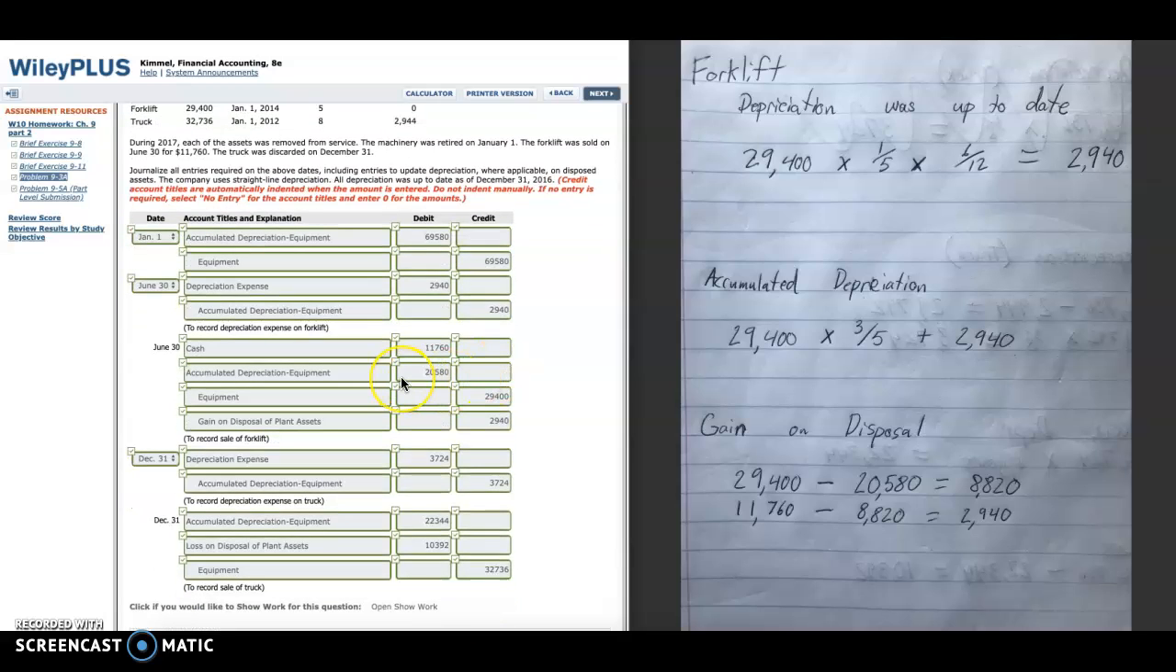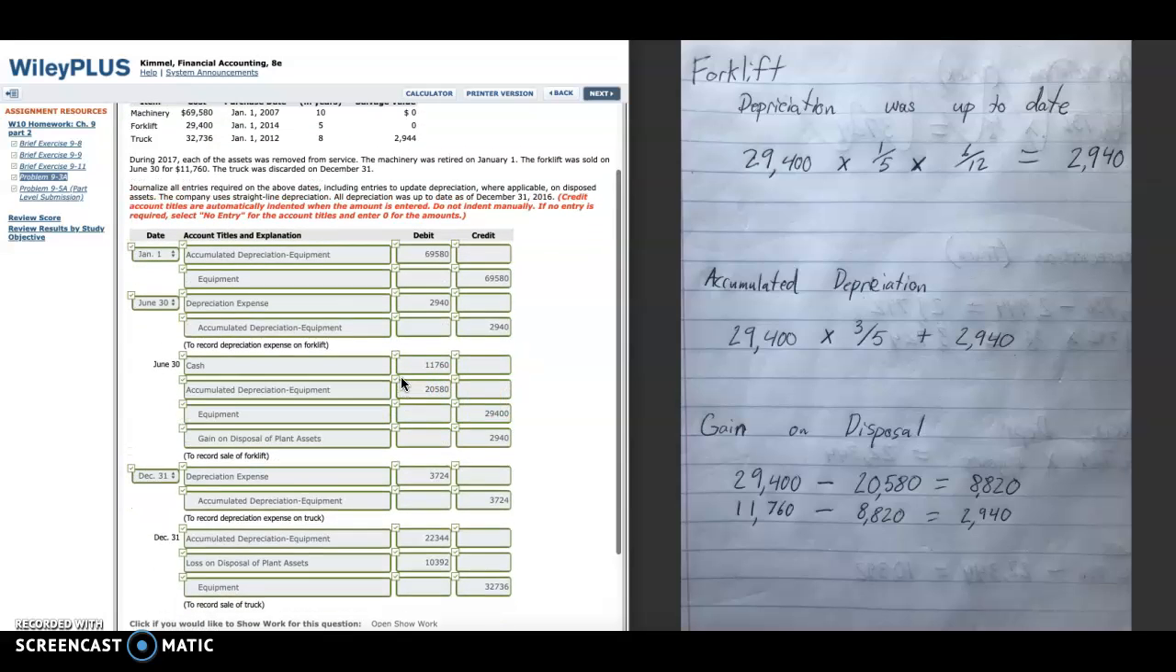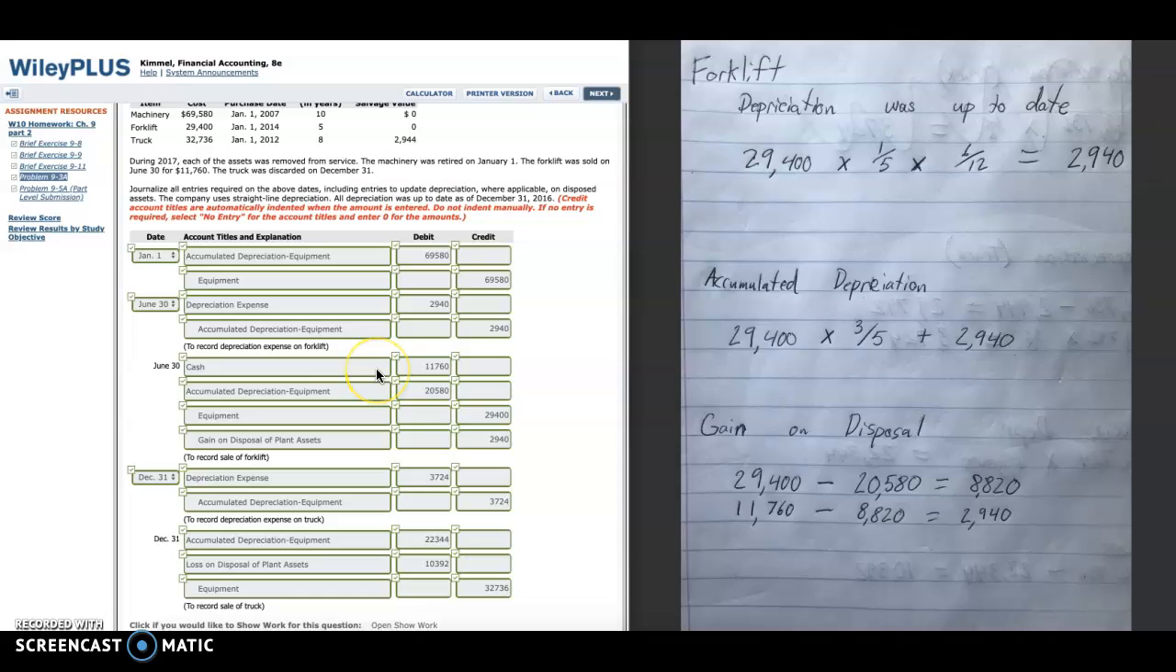Now we need to move to the actual sale of the forklift. So first we got $11,760 from the sale. So we're going to debit our cash for the cash that we received on that. And then we now need to remove the forklift from the books. So we've got to take the total value of the accumulated depreciation of the equipment, in this case the forklift. And so to find that, we're going to take the $29,400, or the value of the forklift.